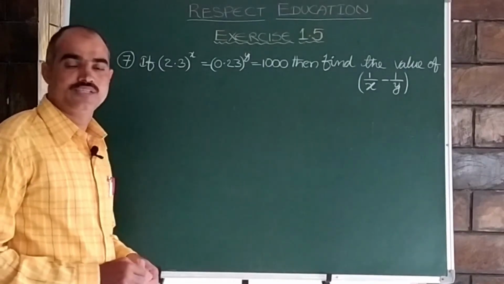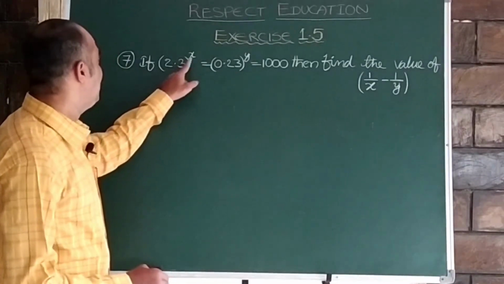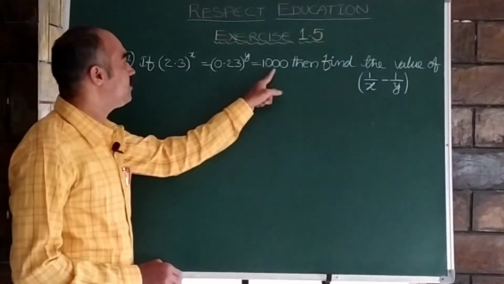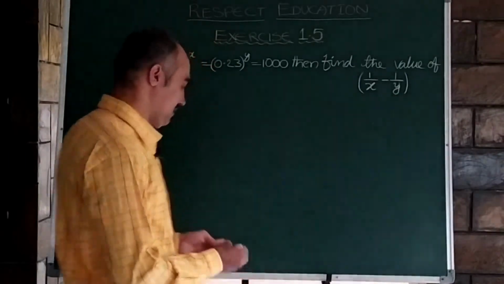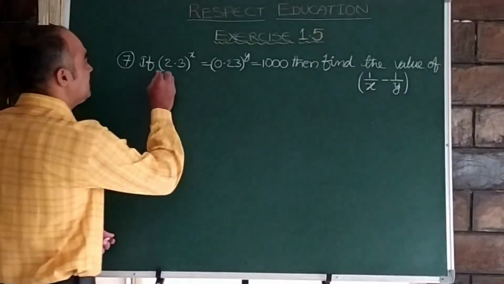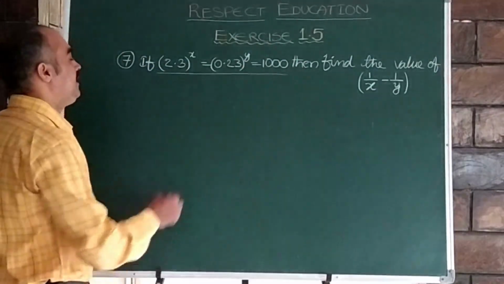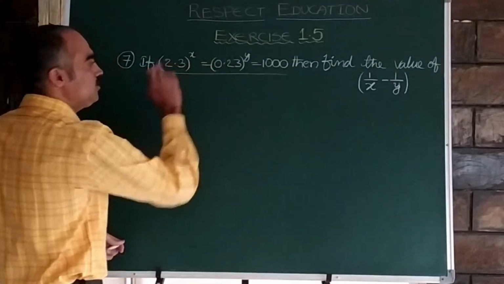Now let us see the next question, question number 7. If 2.3 power x is equal to 0.23 power y is equal to 1000, then find the value of 1 by x minus 1 by y. See here, again this is an if condition, and it can be used completely. So here we can take these two equal, or these two equal.